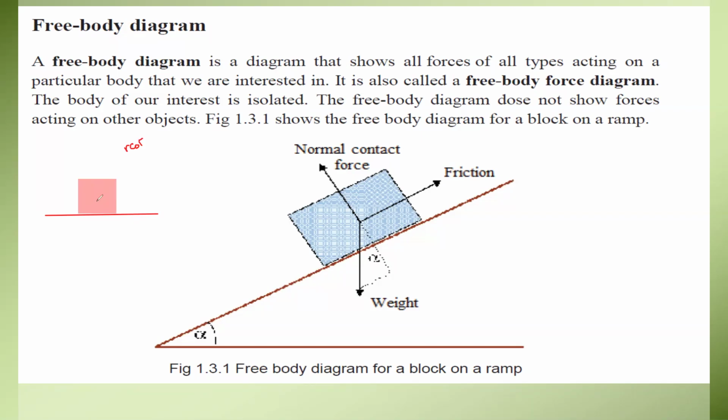First, the weight of this object, which is acting downward. Then there is a normal contact force, because it is in contact with the surface, that is pointing upward. We can represent the normal contact force by the letter N, or you can also use the letter R, because it's a reaction force.